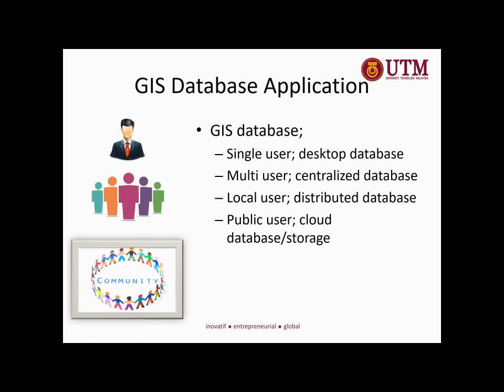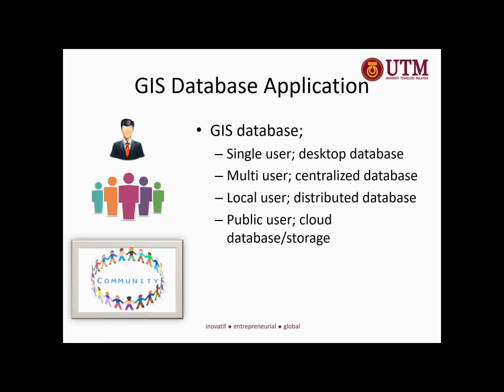So this is an example of a GIS database application. A GIS database has several types of user. The first one is the single user, meaning they only have one desktop database, developed inside one computer only. Then there is the multi-user, meaning one computer stores the database, but it can be accessed by different laptops, computers or gadgets.